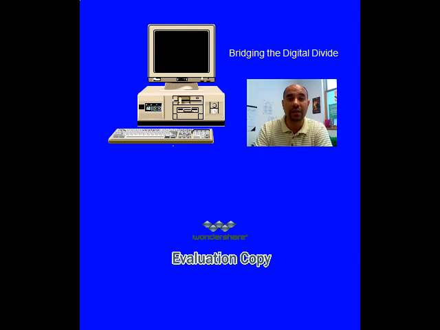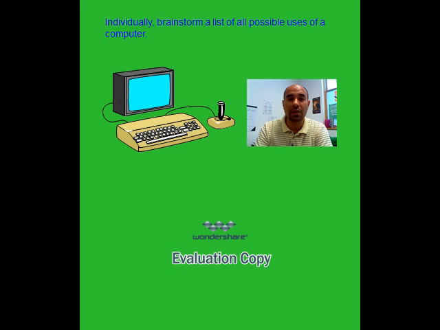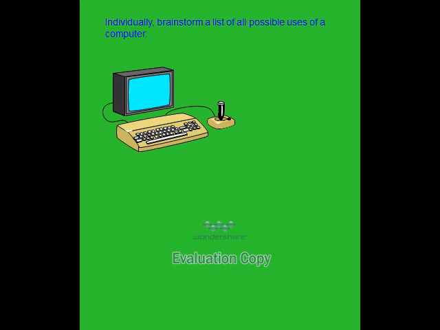Alright, so we're going from our first slide called Bridging the Digital Divide to our next slide. And what I'd like for you to do individually, and I'm going to give you about 3 minutes to do this, I want you to brainstorm a list of the possible uses of computers. So list down everything that comes to mind if someone was to ask you, how do we use computers? So with that, I want you to take about 3 minutes and write down as many possible ideas of how we use computers in our world.